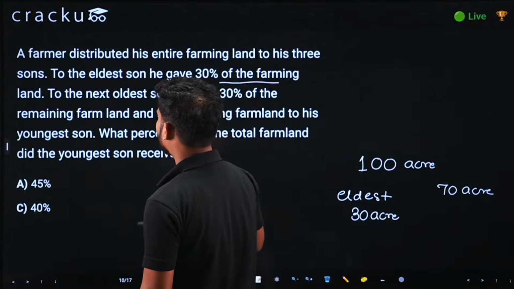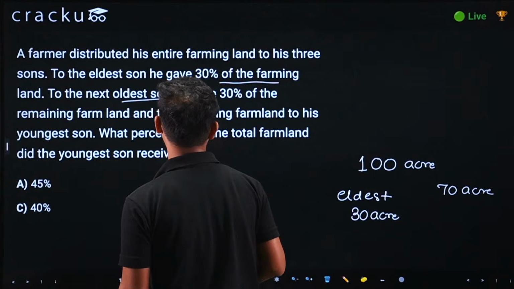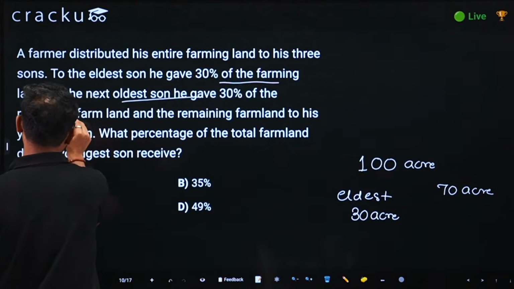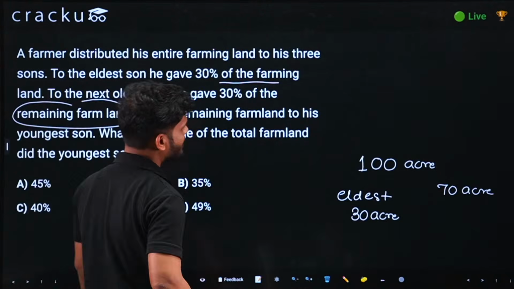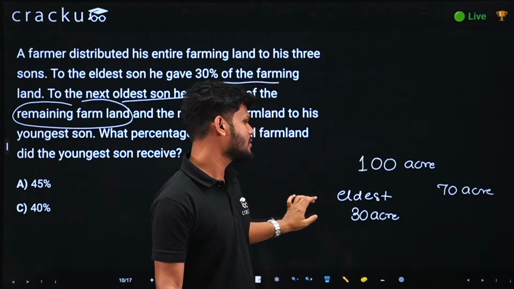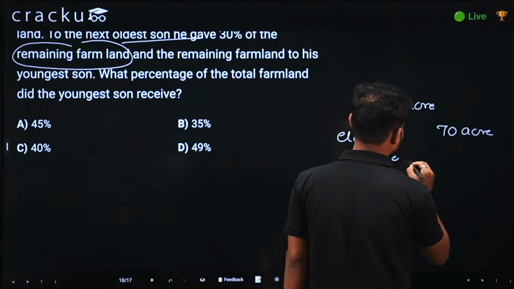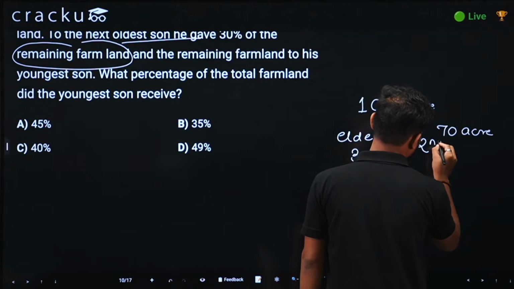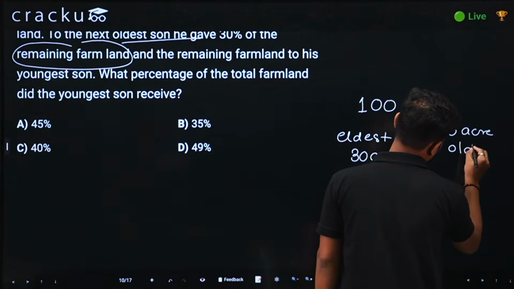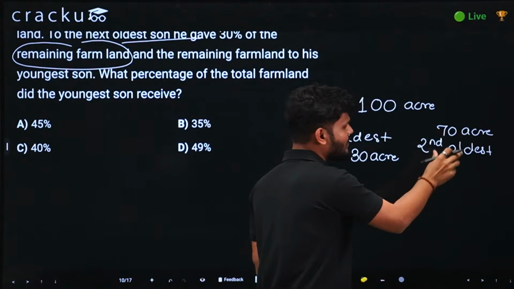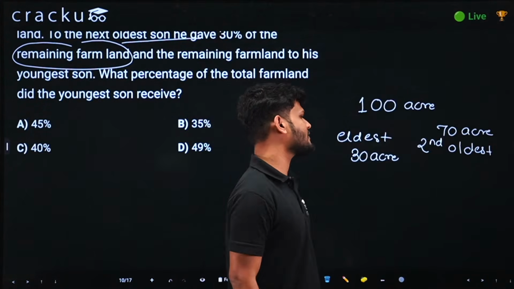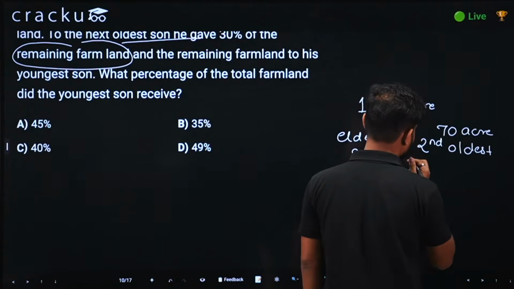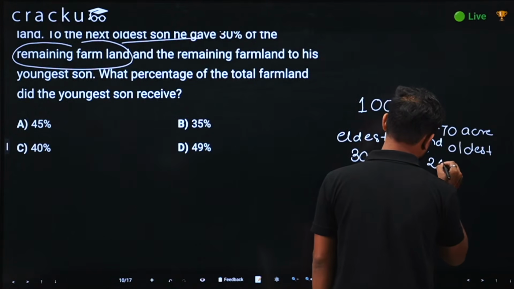Now what is given? To the next oldest son, he gave 30% of what? 30% of the remaining farmland, not 30% of the total. What is the remaining? Remaining is 70 acres. So to the second oldest, how much would he get? He would get 30% of this. What is 30% of 70 acres? 30% of 70 acres is nothing but 21 acres.